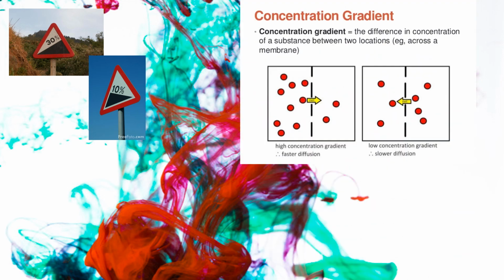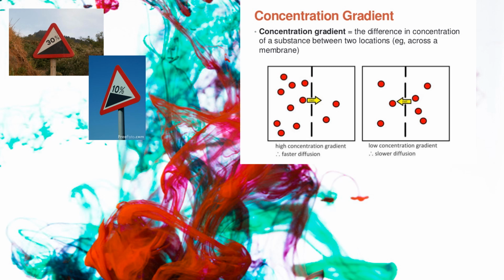So this is the part of diffusion that's a little bit tricky to understand sometimes, and that's concentration gradients. A concentration gradient is the difference in concentration of a substance between two locations, e.g. across a membrane. If we look at the image on the left, you'll see there's a lot of particles on one side and only two on the other side. There's a really big difference between the two sides. We call this a high concentration gradient, which means diffusion will happen a lot quicker.